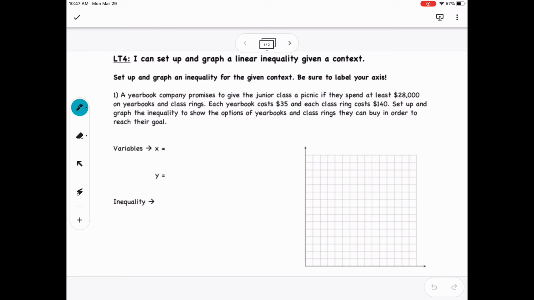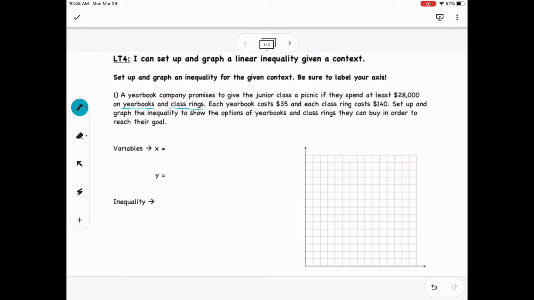So for number 1, we have a yearbook company promises to give the junior class a picnic if they spend at least $28,000 on yearbooks and class rings. Each yearbook costs $35 and each class ring costs $140. Set up and graph the inequality to show the options of yearbooks and class rings they can buy in order to reach their goal.